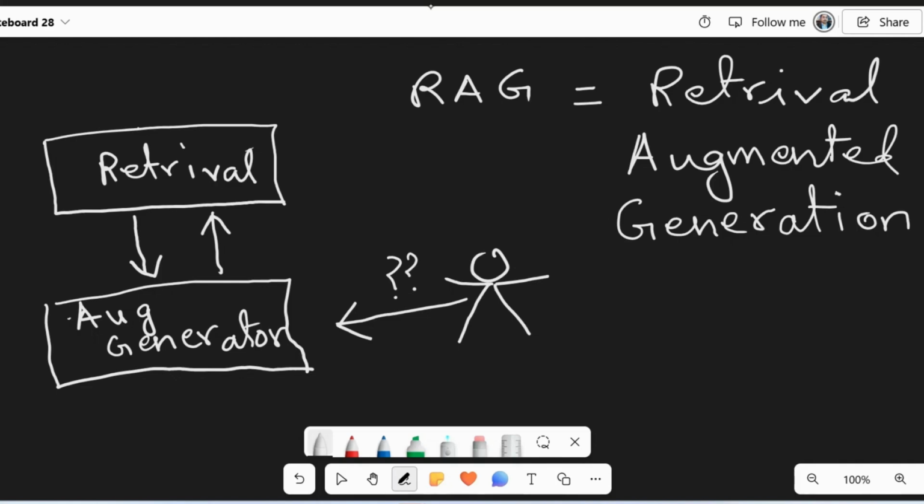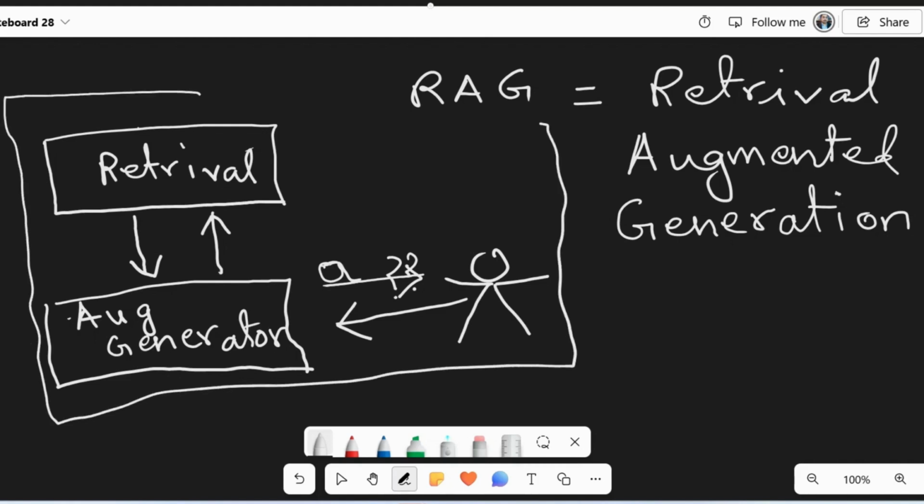Okay, now the augmented generator gets that answer and it augments its overall idea that it has about the question, and embeds that answer that it has got from the retrieval system and responds back to you with an exact answer. Okay, exact answer. So this entire model of working, you can call it a RAG system.